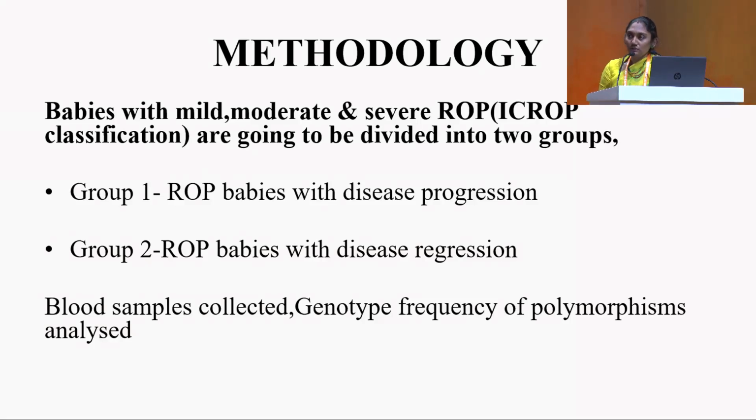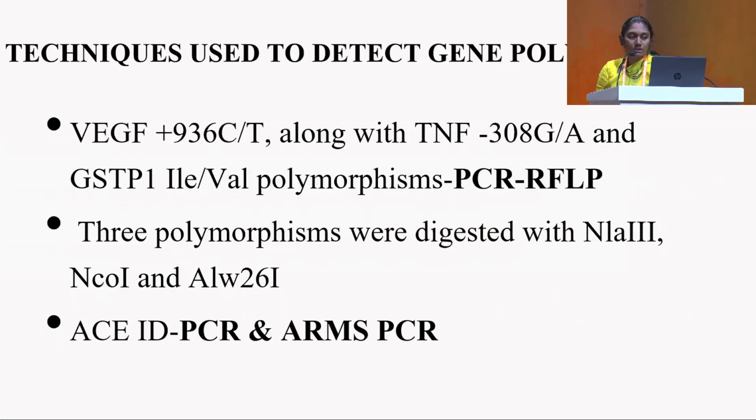We divided the babies into two groups: one, ROP with progression, and two, ROP with regression. Blood samples were collected and we analyzed the frequency of genetic polymorphisms. The techniques used: for VEGF, we used PCR with restriction fragment length polymorphism, and these polymorphisms are digested with restriction enzymes, and ACE is analyzed with PCR and ARMS PCR.